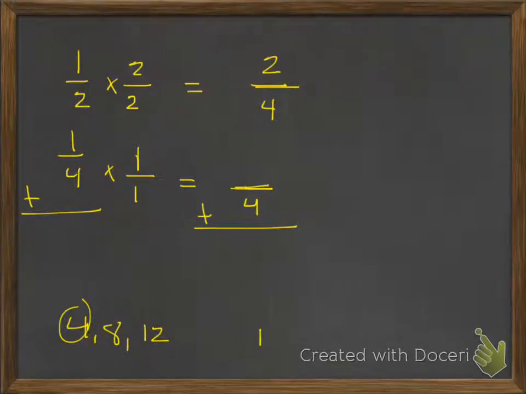Now, I'm going to say 1 times 1 equals 1. All right, so I put a 1. Now I add them up, and I get 3/4. And that's my answer. And that's how you add fractions with uncommon denominators.